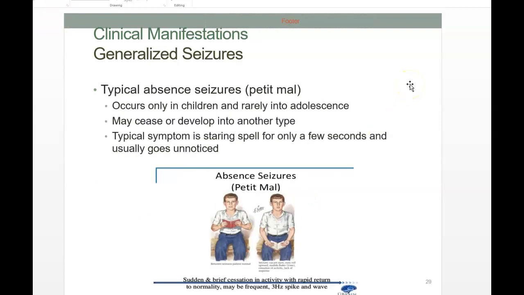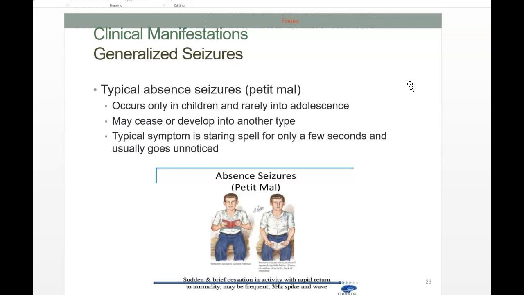Other generalized seizures that you may see or hear about are typical absent seizures, formerly known as petit mal. You still may hear both those seizures that we just talked about, the tonic-clonic and the typical absent seizures, referred to as petit mal or grand mal, but those are typically old terms. The typical absent seizure occurs only in children and rarely into adolescents. They may cease or develop into another type.